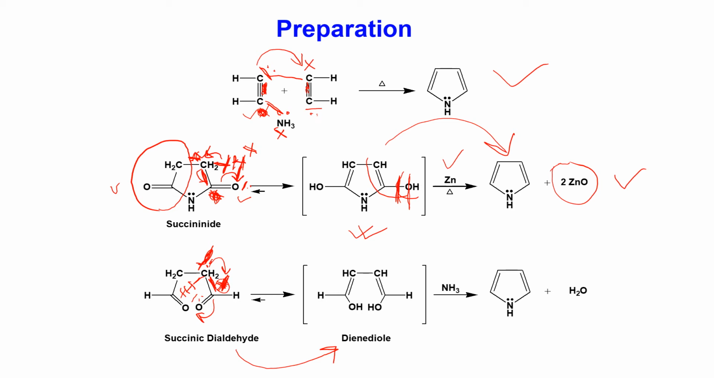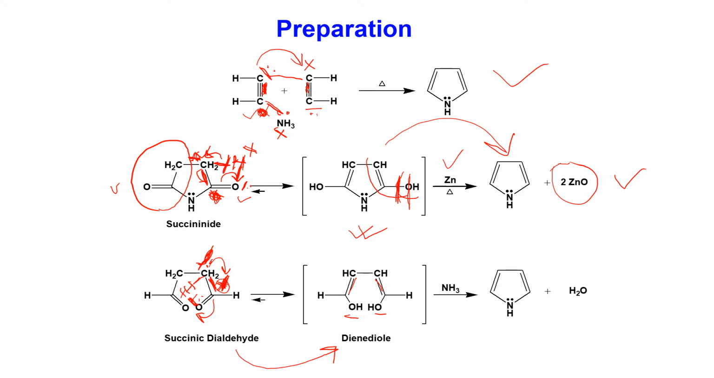the excess electron which is present on negative oxygen, that is, negative oxygen can share its excess electron with this proton and form a bond, that is this portion will be converted to a hydroxyl group like this, and here a double bond will be formed between these two carbons. So by this rearrangement, succinic dialdehyde will be converted to dienediol.